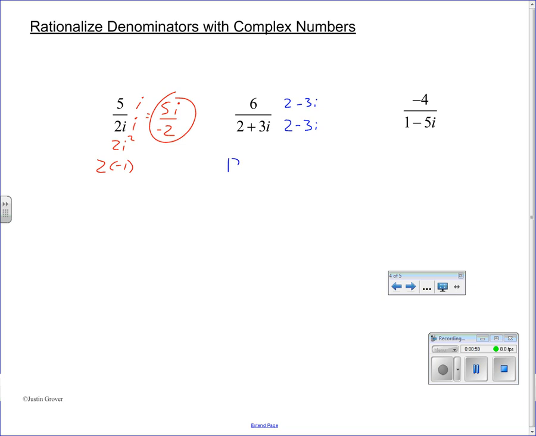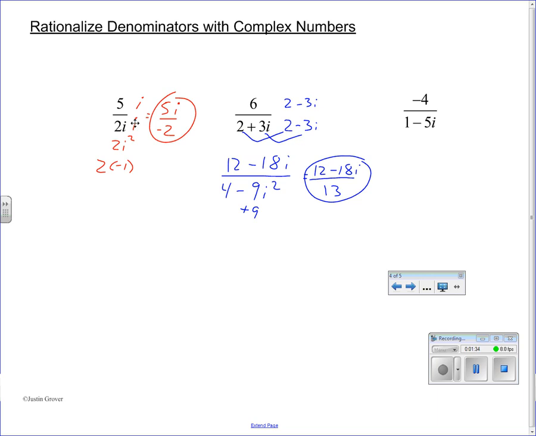Distribute up top, we'll get 12 minus 18i. On the bottom, remember, because it's a conjugate, I can just multiply the first, put a minus sign, multiply the last, which gives minus 9i squared. But we know -9i squared is really +9, so I end up adding in this case. And so my answer is going to be 12 minus 18i over 4 plus 9, which is 13. And I would look to see if 12, 18, and 13 can be reduced, but they can't in this case.